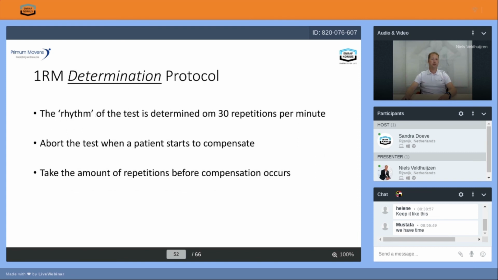So you look at the different basic locomotive properties at the same time. The movement speed is also determined at 30 repetitions per minute, so 1 second up, 1 second down. And you abort the test when the patient starts to compensate. You take the amount of repetitions before the compensation occurs. So you place your patients on the exercise machine, you instruct them how to make this movement, you start counting the repetitions, and you track the weights that you've put in.